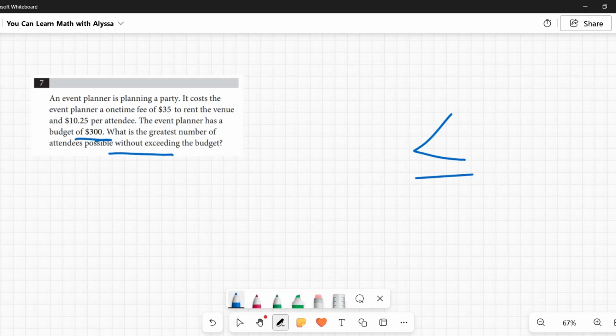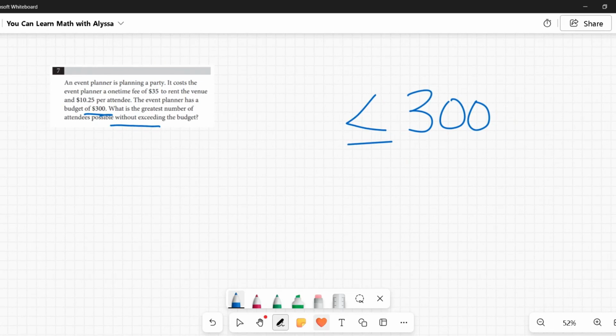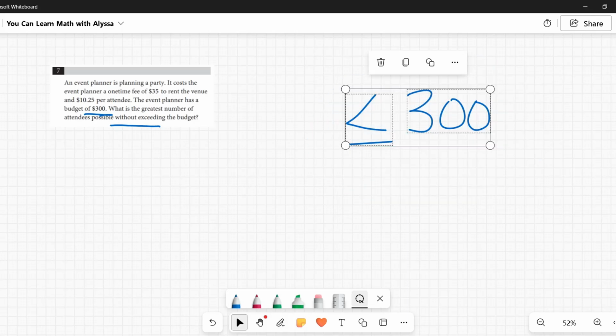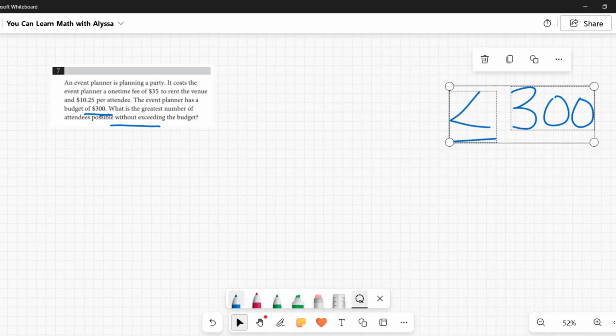And what is their budget? It's $300. So whatever we have, it's going to be less than or equal to 300. And I get a feeling that I made that less than or equal to 300 really big. So I'm going to scoot it over a little bit so I have some more room.